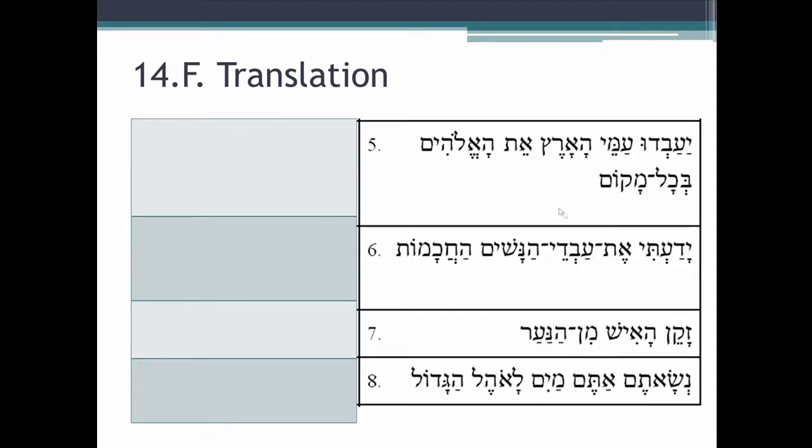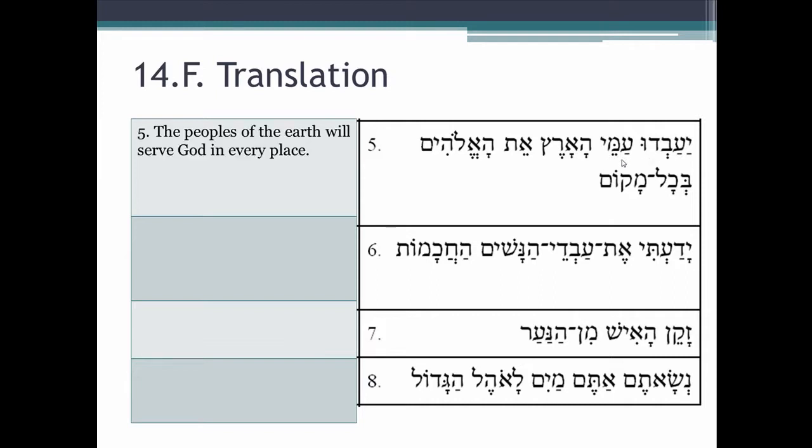Number 5, Ya'avdu amei ha'aretz et ha'elohim bekol makom. So, bekol makom, a little bit more precise there. Verb, right here. Is it prefixed? Yes, it is. Yod prefix, long u vowel, we have third masculine plural, qal imperfect. So do we have a plural subject? Right here we do. We have amei. This is the peoples. Okay, so let's turn on our translation here.